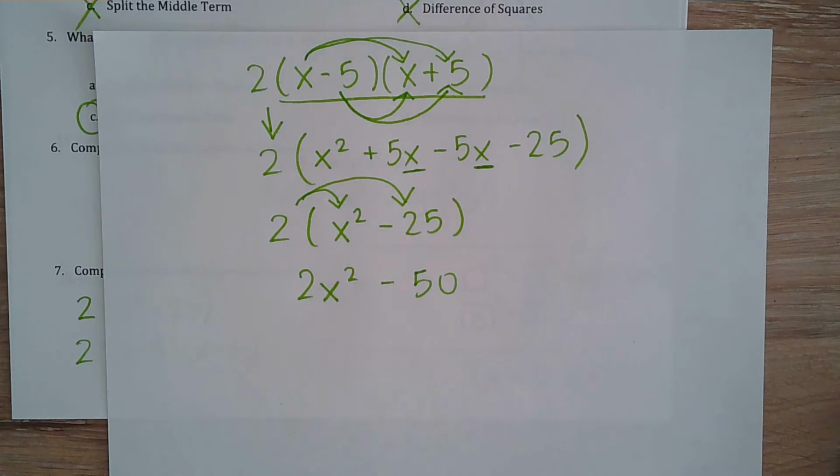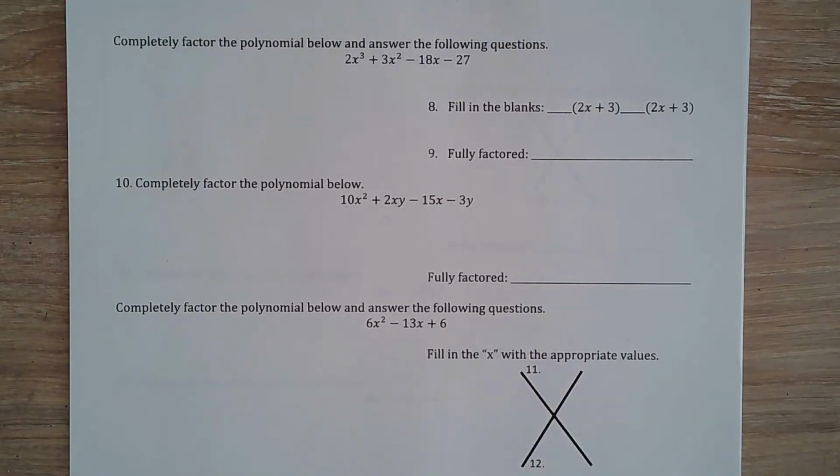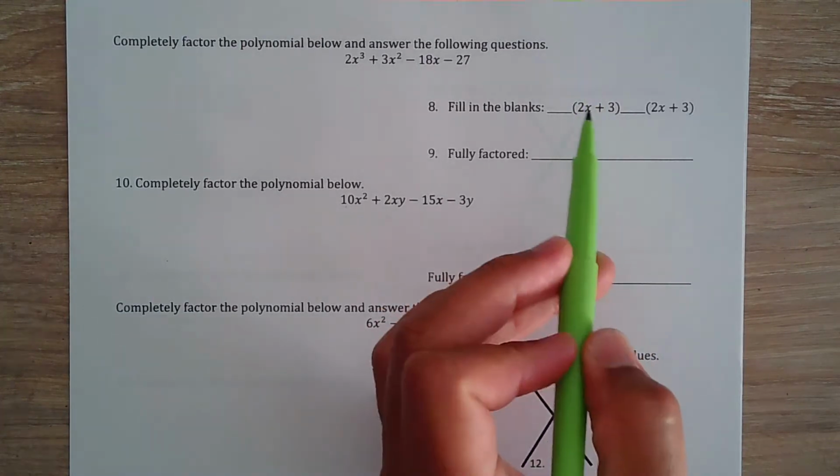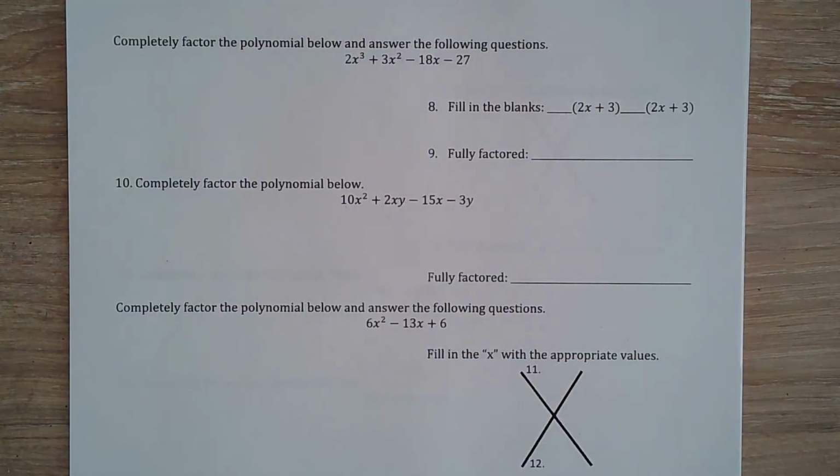And yeah, that's exactly what we started with for number 7. Our original question is 2x squared minus 50. All right, question number 8. We want to fill in the blanks. They actually helped us out with this 2x plus 3 and this 2x plus 3.